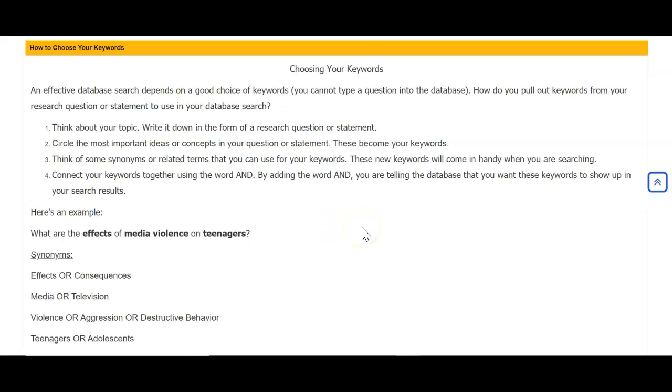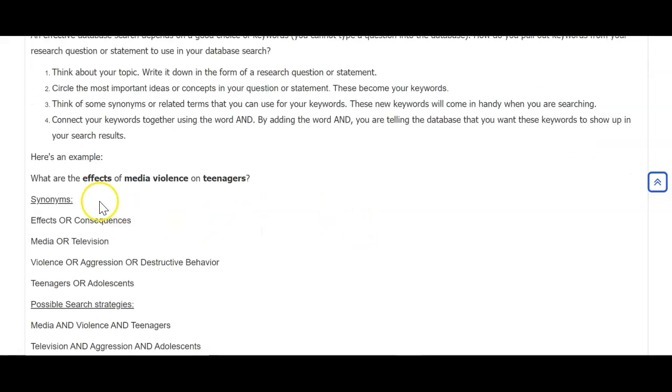Once you have that research question, you're going to think of synonyms or related terms for each of the highlighted or circled parts of your research question. So you can see below, we've done it a little bit already. How else could we phrase effects? We could say consequences. What about media? Is it just media, or is there a specific kind of media? Is it television? Is it films? Is it video games? Then we can look at the word violence. Could be violence, aggression, destructive behavior.